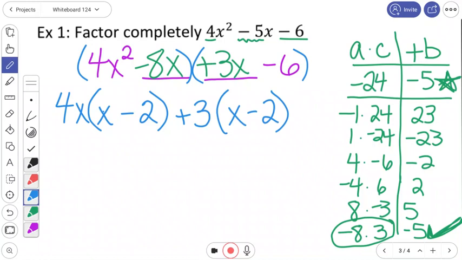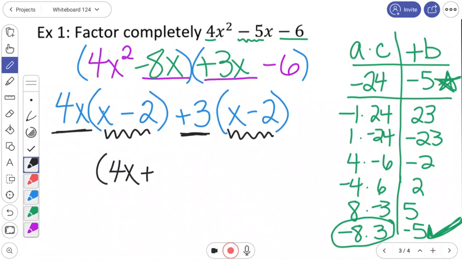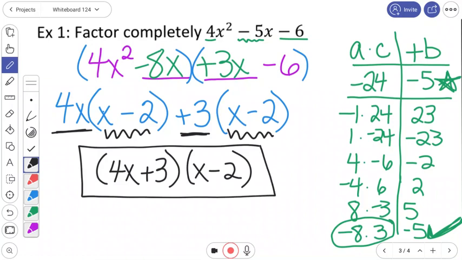Now, when you look at this, hopefully you recognize that inside these parentheses are x minus 2 in both of them. And that's what you want. That's how you know you've factored appropriately, okay? So 4x and this plus 3 are both being multiplied by x minus 2. So if you put those values in their own set of parentheses like this, that means they're both being multiplied by x minus 2. And you don't have to write the x minus 2 two times. You can just leave it like this. And this is factored completely. All right, let's try it again.